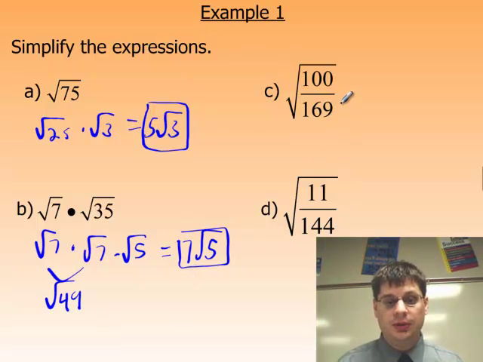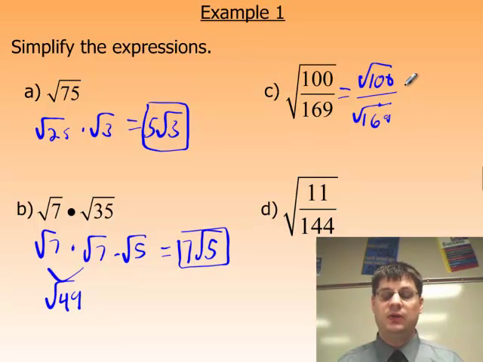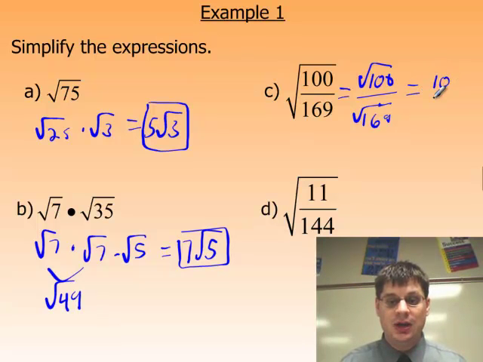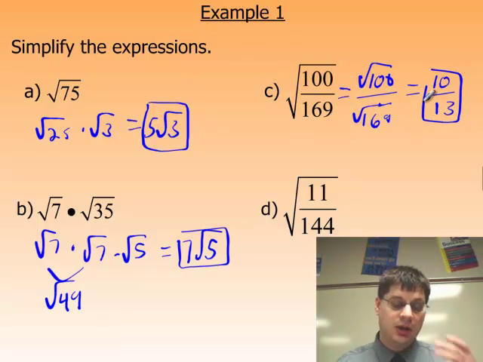With the quotient property, we'll look at each of these individually. So, I have the square root of 100 over 169, so I can rewrite this as the square root of 100 over the square root of 169. And I ask myself, are there any perfect squares here? Well, these are both perfect squares. The square root of 100 is 10, and the square root of 169 is 13. So I got 10 over 13.